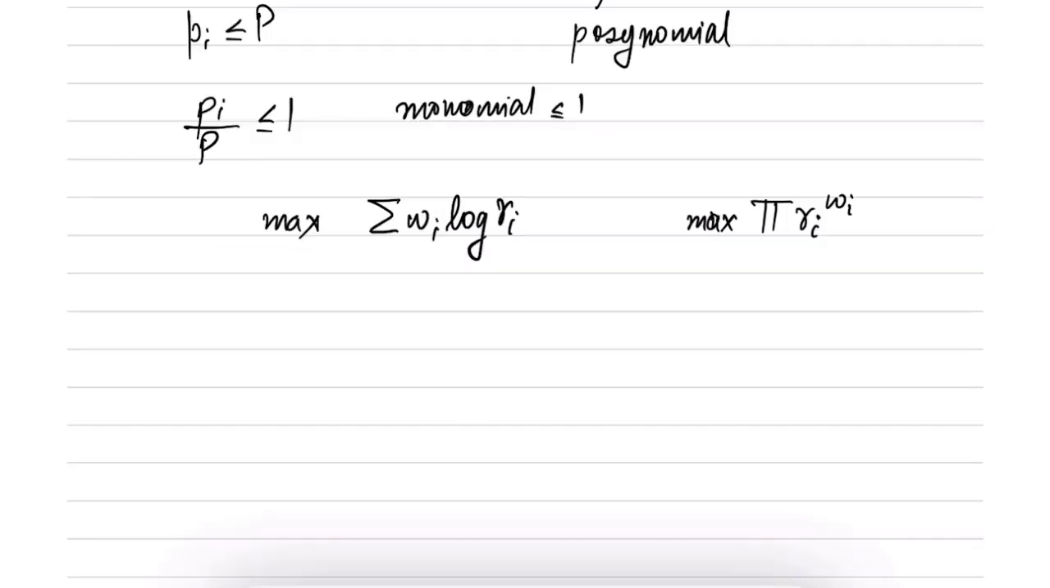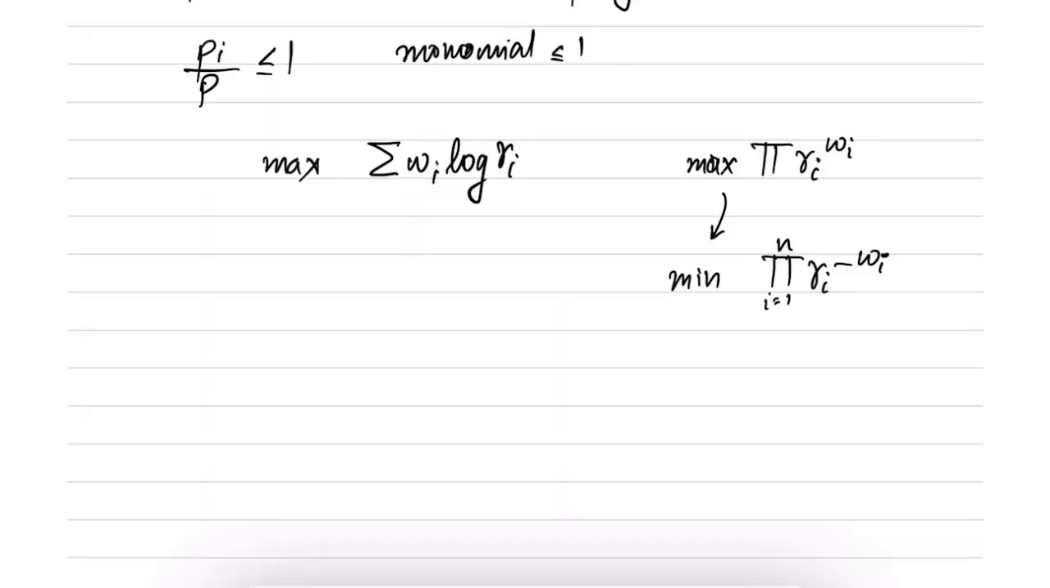So what about the objective function? You can remember that we are maximizing the sum of Wi log gamma i, which is basically equivalent to maximizing the product of gamma i raised to the power Wi. Let us first convert this into a minimization problem. So we are minimizing the product of gamma i raised to the power minus Wi, and Wi's are all positive, with i equal to 1 to n.